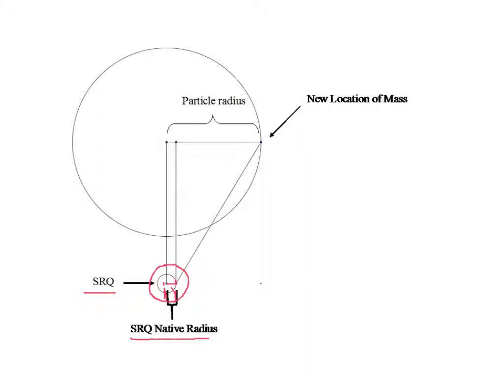With expansion of the SRQ up to the size of a particle radius, the mass, which is on the surface here, will move out to this position here. But this is a small radius quantum, and we're going to make the claim that, mathematically at least, the radius stays unchanged. So we find that the mass moves out beyond the radius.